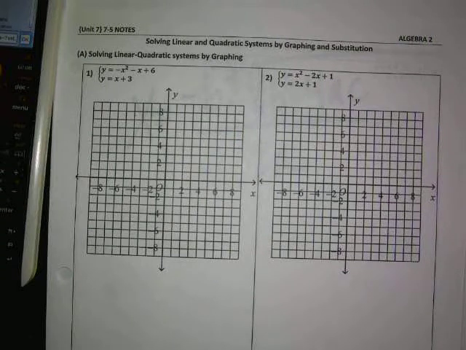All right, today we're going to be doing linear and quadratic systems by graphing and by substitution. So we have done systems before. We did systems of linear equations. Do you remember when we did substitution and elimination, all that good stuff? This is very similar, but we have a quadratic and a linear. So that's how it's differing.